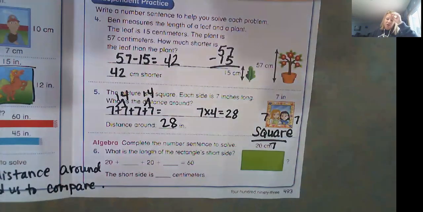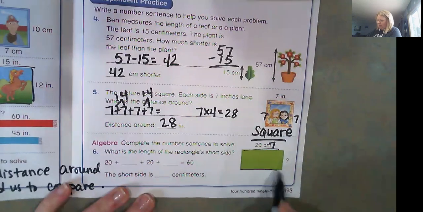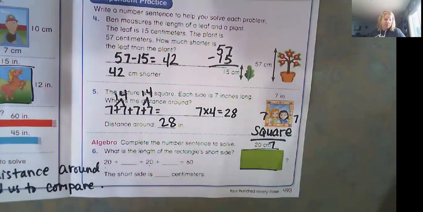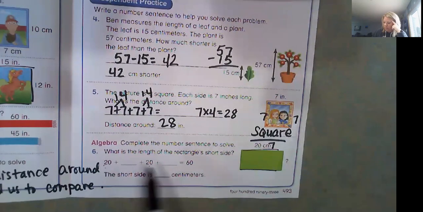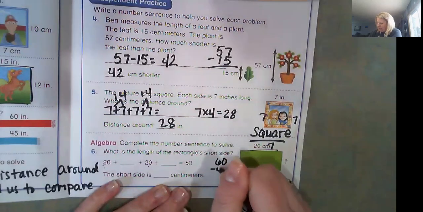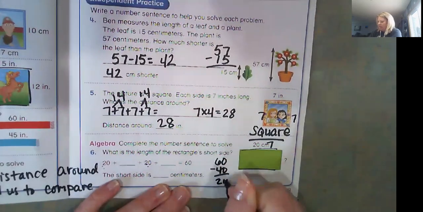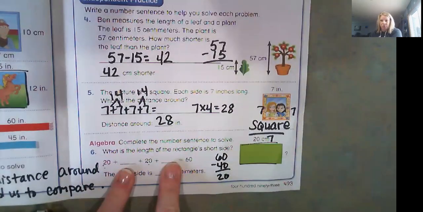Complete the number sentence to solve what is the length of the rectangle short side. So I know the long side is 20 and this long side is 20, and they've already filled it in for me there. And then I have to figure out what the other two sides are. Well, I know that the total is 60. So if I know this 20 plus this 20 is 40, and I only have to get to 60, 60 minus 40 is 20. So I'm missing 20, but I got to divide the 20 into 2 parts.